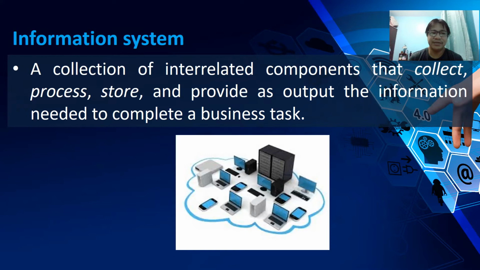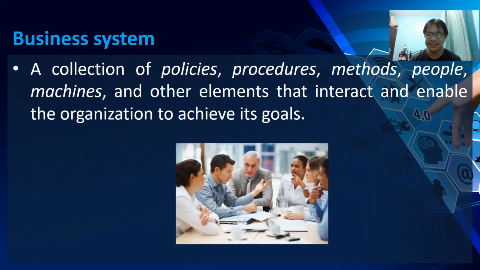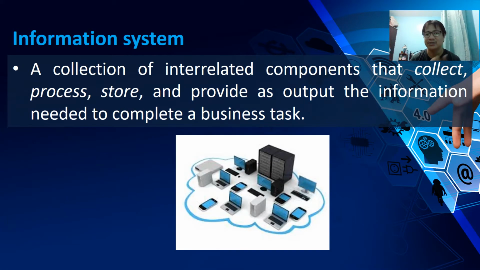An information system is a collection of interrelated components that collect, process, store, and provide as output the information needed to complete a business task. Business is all about the policies of the company, procedures, methods, and people. Regarding the information system, it is all about the data or the information that you're going to process.